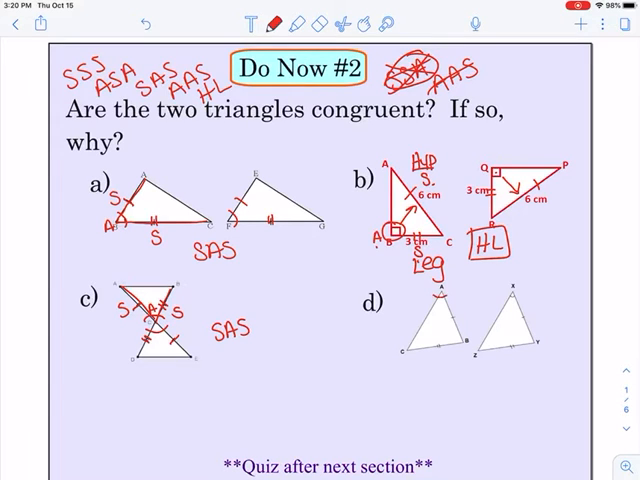For part D, you have an angle, you have a pair of sides, and you have another pair of sides. Can't do that way. So these are not congruent, or you can't prove them congruent.